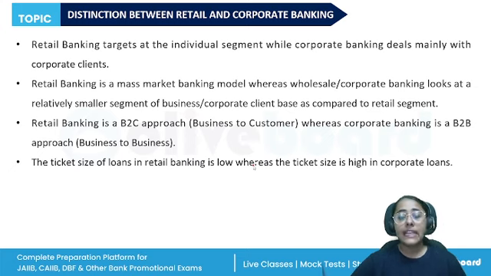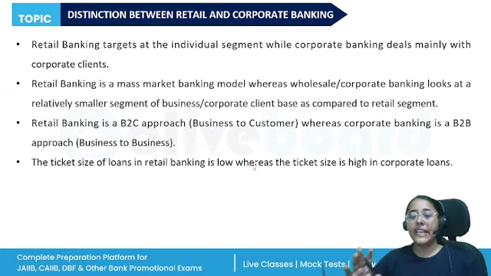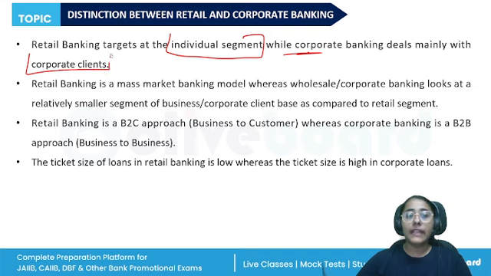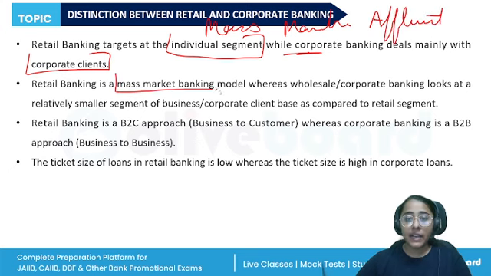All right. Then we come to the difference between retail and corporate banking, which is also important. So, retail banking, what is the target audience? It is individual segment. Corporate banking deals with the corporate clients. In the individual segment, we will have the mass market. We will also have the affluent class. Then retail banking is a mass market banking. Corporate banking looks at the smaller segment. The general public, they go for their banking services to the retail bank. Corporate clients, they require larger amount of quantum of loan.